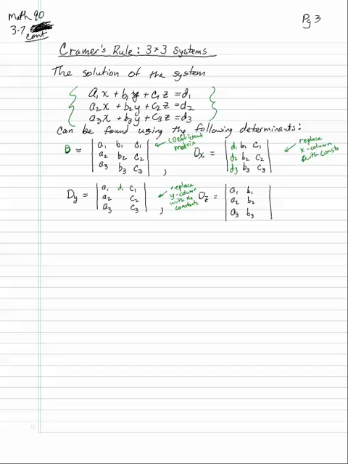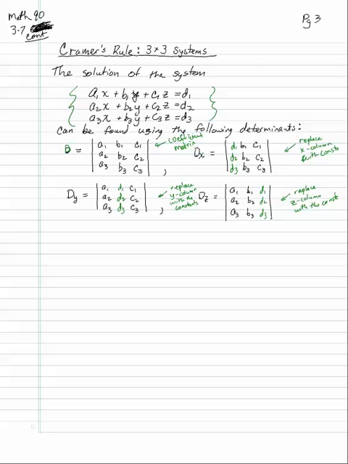So we're going to put b1, b2, d sub 3. And then for d sub z, again, I'm going to replace the z column with the constants. But notice all the other numbers are the same. So A is the x column, B's is the y column. I'm going to take the z column out and replace it with constants, d1, d2, d sub 3.